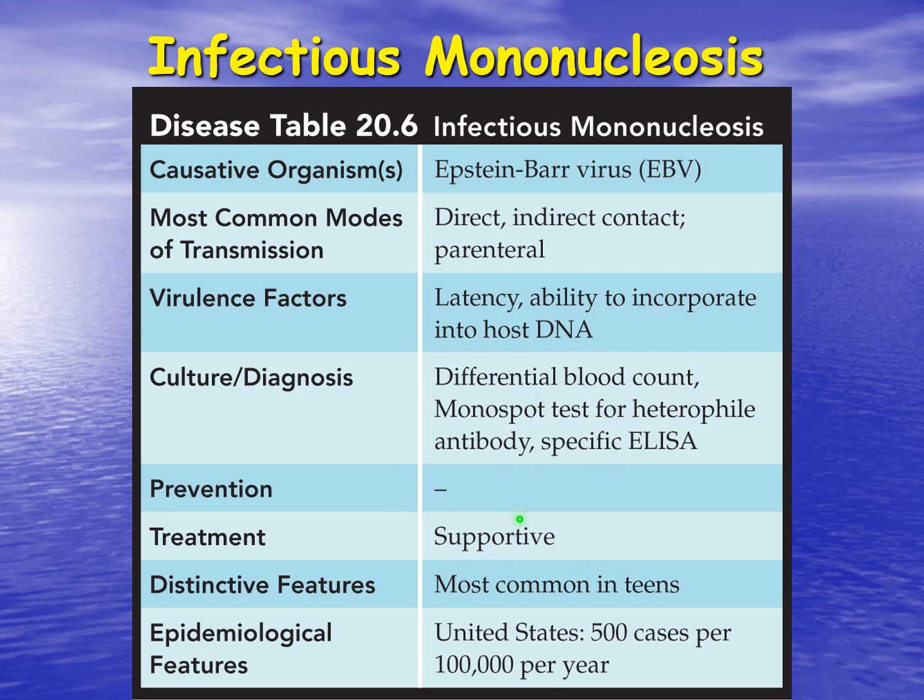Typically, there's no way to prevent it. Epidemiologically, we see about 500 cases for every 1,000 people per year in the United States, most commonly seen in the late teens and early 20s.